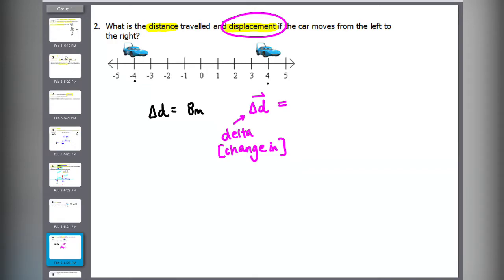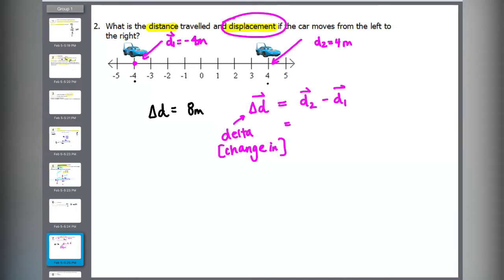The equation for delta D is D2 arrow minus D1. What is D2? D2 is this point, the ending point. I ended at 4, so D2 is 4. What is D1? I did say please add in the meters as a unit. I just don't like it when they don't do units. D1 is my starting point. D1 is equal to negative 4 meters. Are you okay with that?